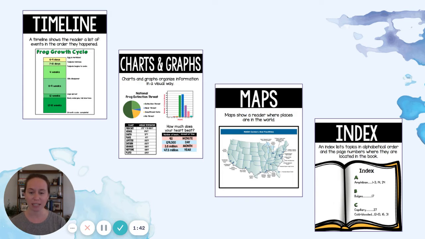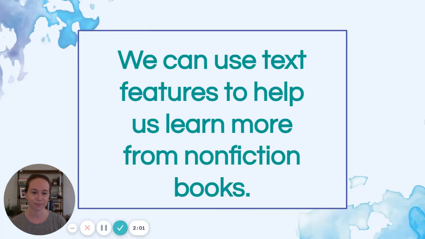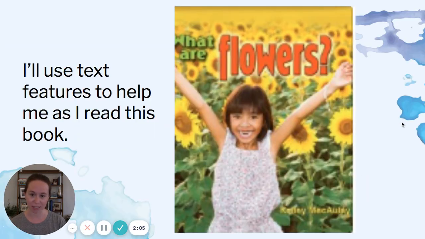Here are a few other text features that we haven't learned as much about, but that you'll probably see in some nonfiction books that you'll read throughout the year: a timeline, charts and graphs, maps, and the index. These are all different nonfiction text features that help us in different ways. We can use text features to help us learn more from nonfiction books.